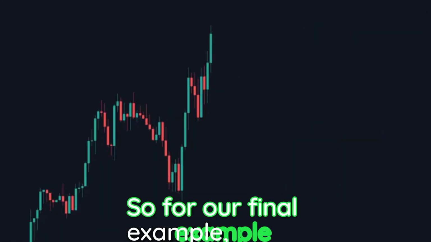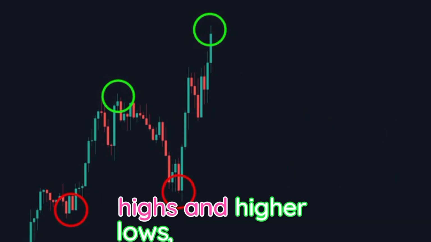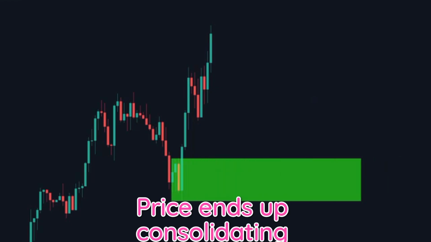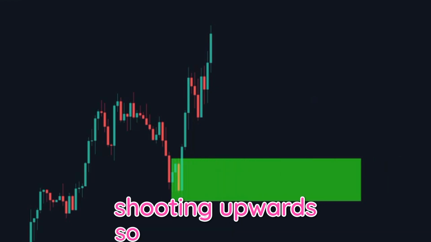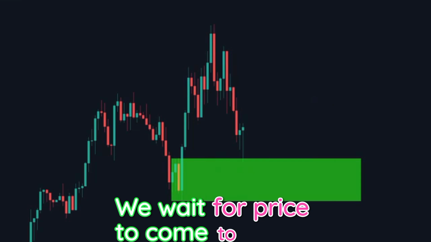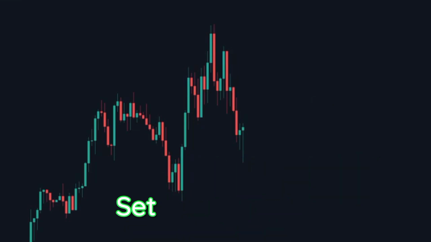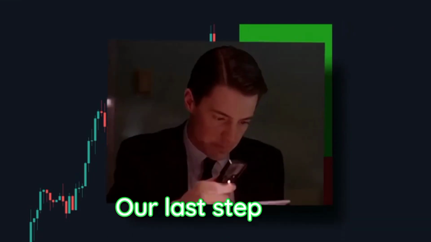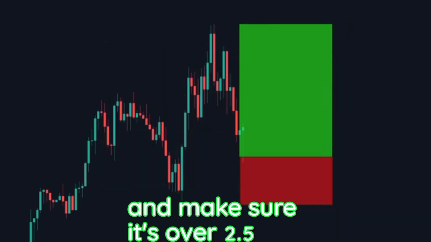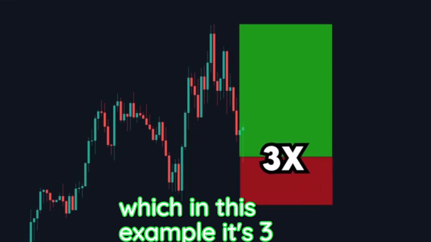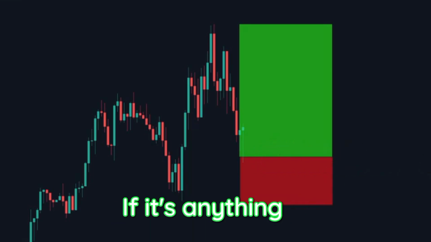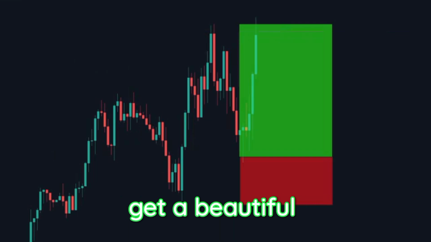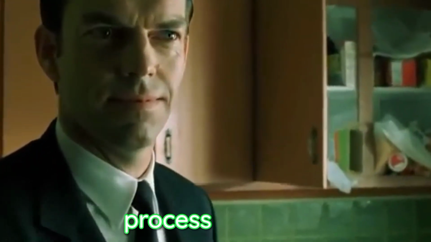So for our final example, we have price making higher highs and higher lows, meaning we're in an uptrend, so we only mark areas of demand. Price ends up consolidating right here before shooting upwards, so we mark this area. We wait for price to come to this area again, and then we enter. Set our stop loss below the demand zone and set our take profit at the recent high. Our last step is to check the risk to reward and make sure it's over 2.5, which in this example it's 3, so we're good to go there. If it's anything under 2.5, we do not take the trade. Wait for price to play out and we get a beautiful winning trade. Then we just repeat the process forever.